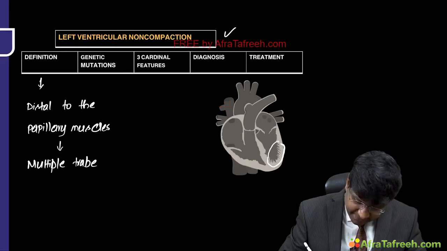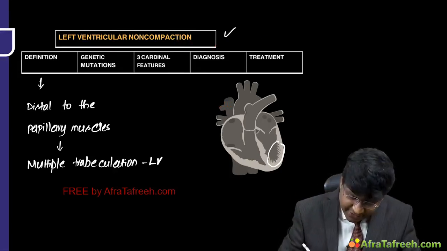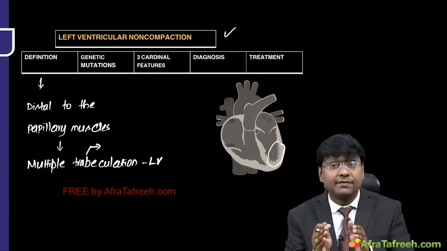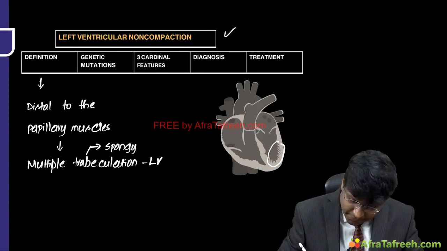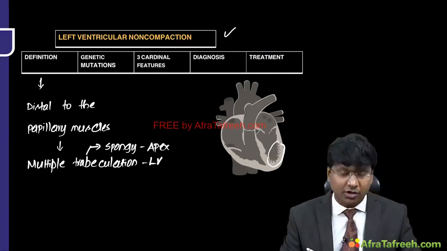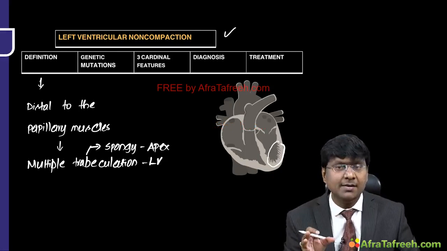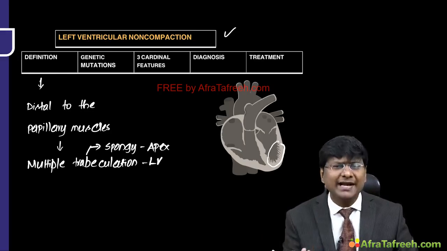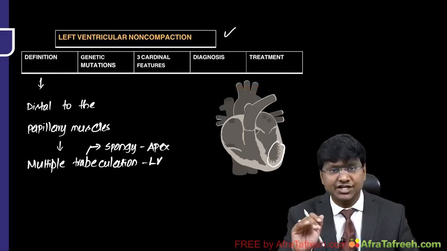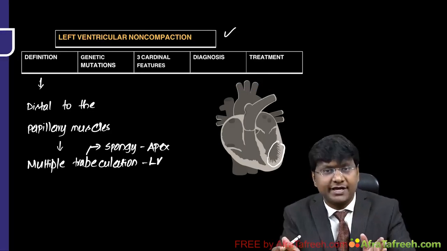Right, there is presence of multiple trabeculations within the left ventricle, and these trabeculations give the spongy appearance of the apex, right? So that is the abnormality in left ventricular non-compaction. The normal muscle is replaced by multiple trabeculations. Why does it occur? That is mainly because of gene mutations. So non-compaction has been associated with multiple genetic variations, right?